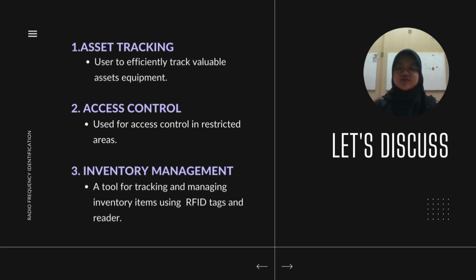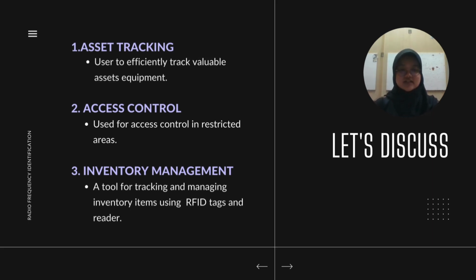Second, access control is used to restrict access to certain areas. For more information, access control systems based on RFID technology are widely used in workplaces, buildings, and sensitive areas. For example, RFID access cards or badges allow only authorized personnel entry, ensuring safety by allowing for easy access.